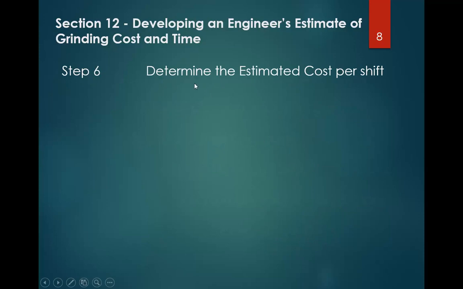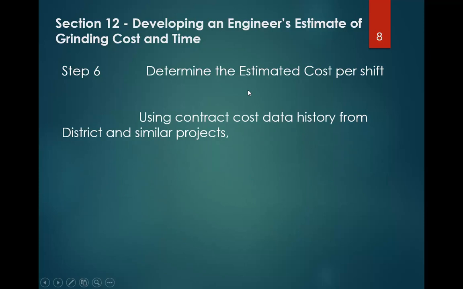So the next step is determine the estimated cost per shift. Use your contract cost data history from your district and similar projects. In this case, I'm going to use $9,800 per day in this example.